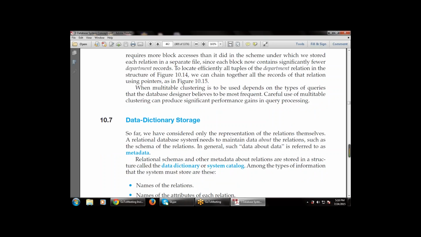That is, a relational database system needs to maintain the data about the data, or the data about the relations, such as the schemas of the relations. Schema means the logical design of the relation. In general, the data about the data is referred to as the metadata. So there is metadata, and there is a relation schema, and this is stored in a structure that is known as the data dictionary or the system catalog.